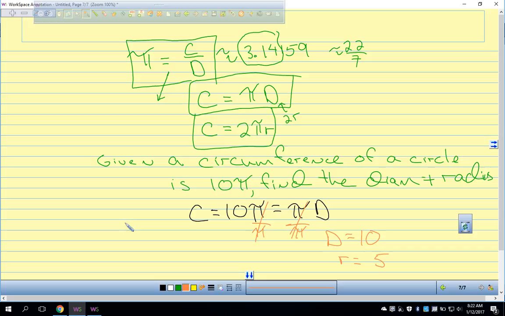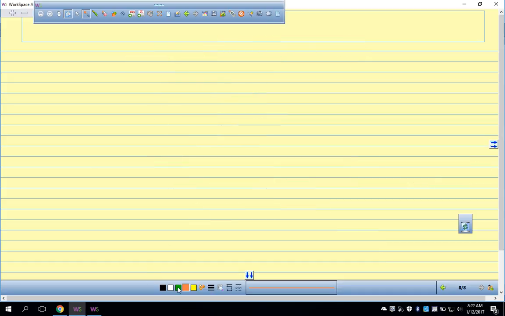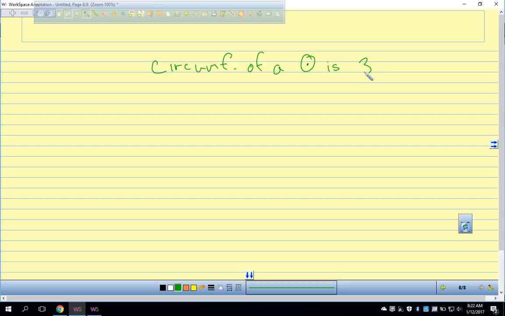What if they say something like, the circumference of a circle is 37 meters. Approximate, find the radius to the nearest 10.